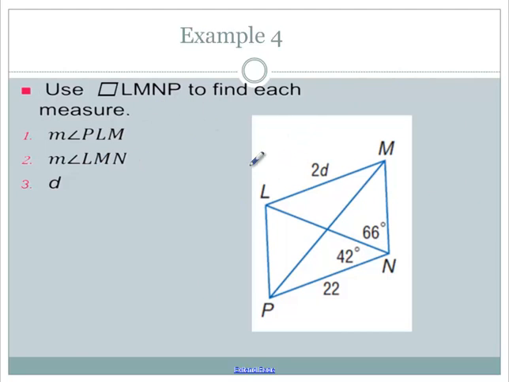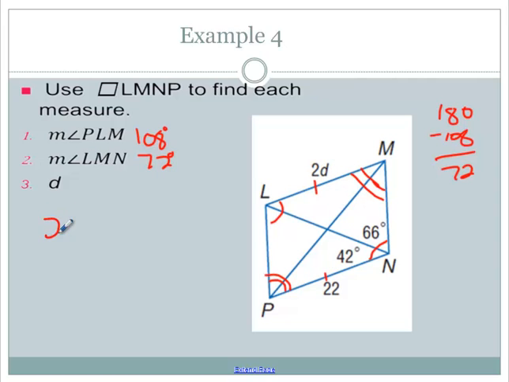Let's use parallelogram LMNP in the picture to find each measure. So PLM. PLM is this angle, which is across from this one. And 42 plus 66 is 108 degrees. Angle LMN is adjacent or consecutive with a 108 degree angle. So 180 minus 108 gets us 72. So angle LMN is 72. And I need to find D. This side is congruent to this side, so 2D equals 22. So D is 11.